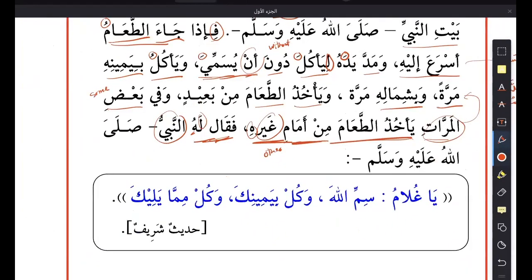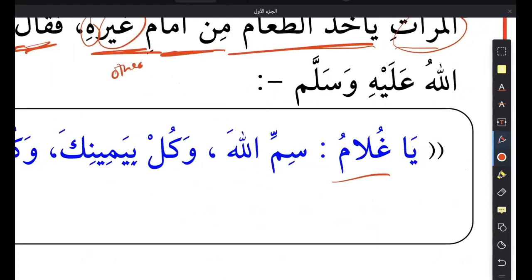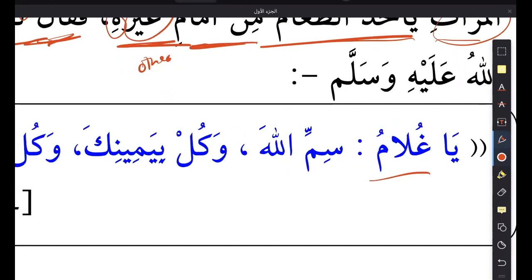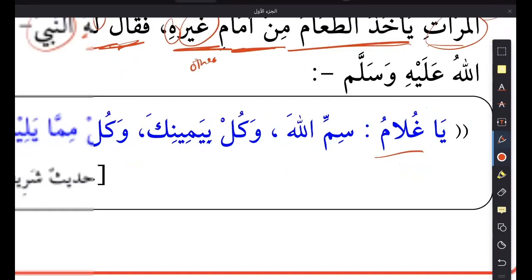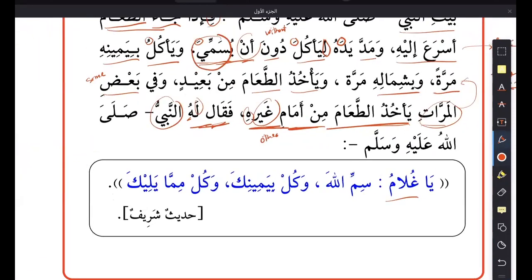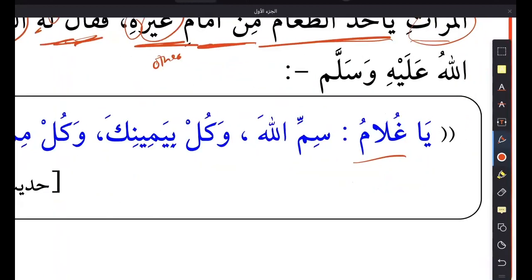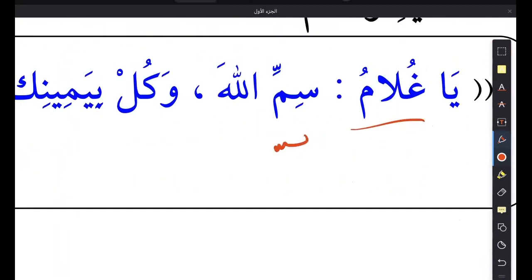What did he say? Ya ghulam. Ghulam means a young kid, small boy. Ya ghulam. Oh, ghulam. Sammillaha. So what is sam here? Sam is actually the same verb as what you have here. Yusammi. So what happens is that yusammi, I think we have covered how to conjugate the command verb. Sammi. This is a little bit complicated one. I'm not going to go too much into details.